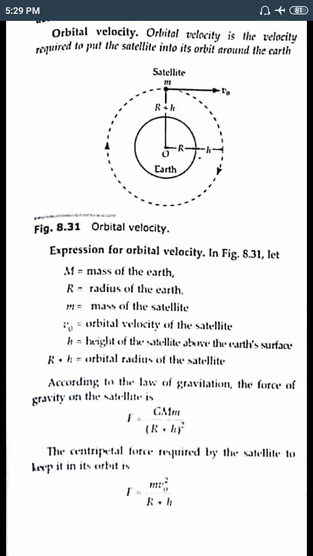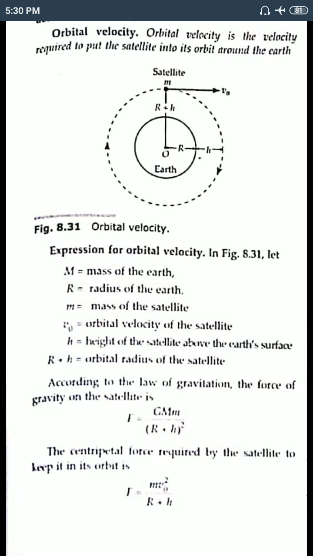Now we discuss orbital velocity. From this term we can understand the definition. The velocity required to put the satellite into its orbit around the earth, because here we discuss the earth, that's why we consider around the earth, is called orbital velocity. Each and every satellite has its own orbit. So the minimum velocity we require to put the satellite into its own orbit around the earth is called orbital velocity.